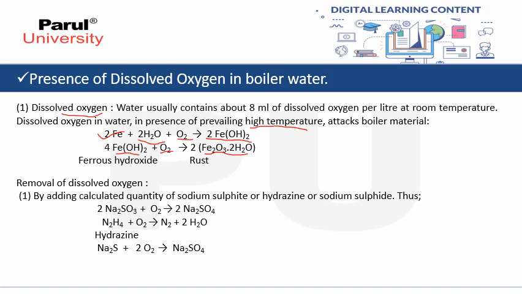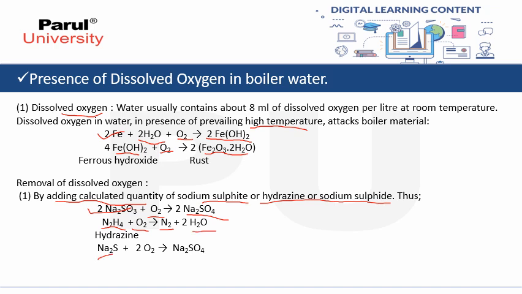To remove this dissolved oxygen from the water, we can add a calculated amount of sodium sulfite or hydrazine or sodium sulfide. Thus, when we add sodium sulfite, it will react with the dissolved oxygen to form sodium sulfate. And if hydrazine is added, then also it will react with the dissolved oxygen and produce nitrogen gas and just water.